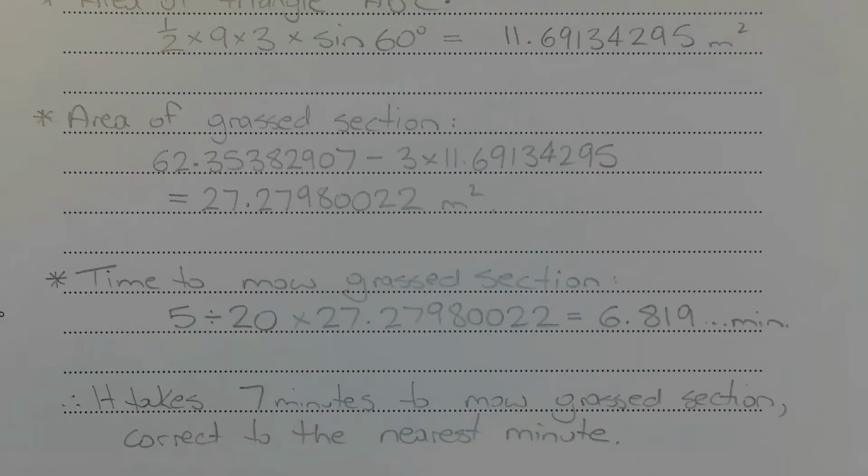Finally, to find the time to mow the grassed section, we use the unitary method. Now we know that it takes 5 minutes to mow 20 square meters. So to find the number of minutes it takes to mow 1 square meter, we take 5, we divide that by 20, but then we multiply that by the total number of square meters that we need to mow, which is 27.27980022, which equals 6.819 minutes. Now rounding that correct to the nearest minute, it takes 7 minutes to mow the grassed section, correct to the nearest minute.